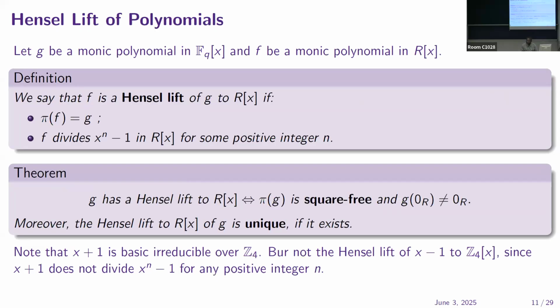Theorem: establish uniqueness of this existence. We define Hensel lift: f is a Hensel lift of J to R if J is the reduction of f and f divides x^n - 1 over R for some positive integer n.